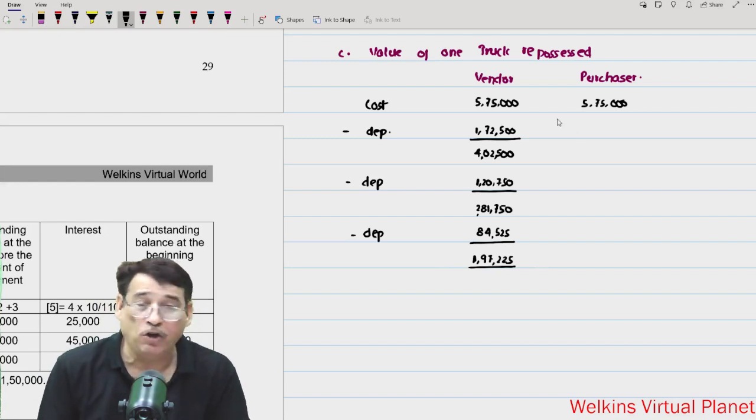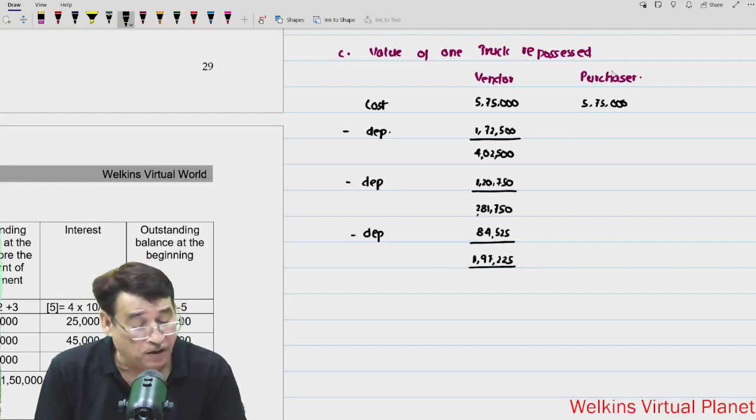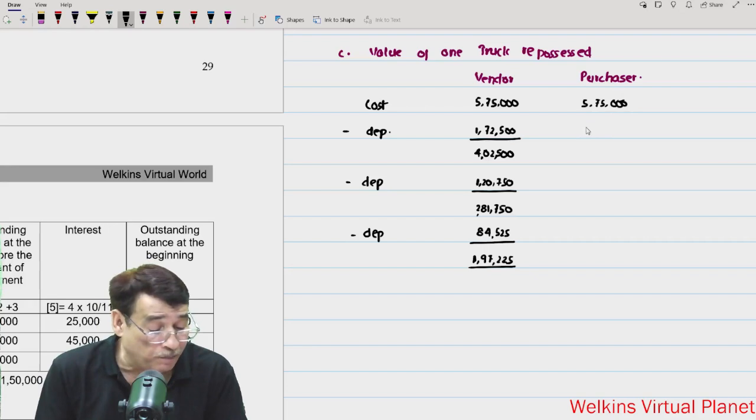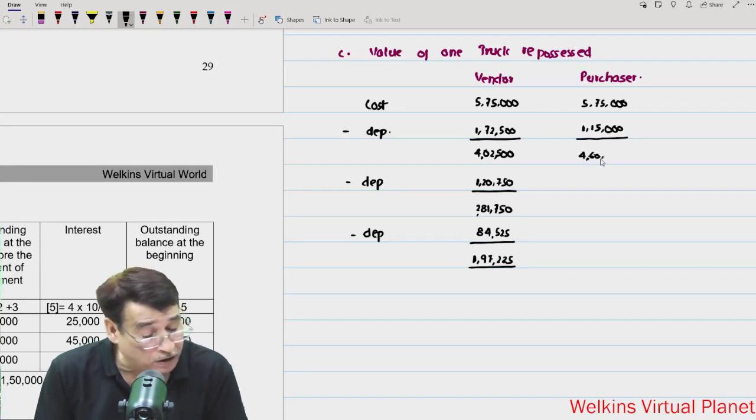Now, what was the value of this truck in the opinion of hire purchaser? Remember one thing, the depreciation rate of purchaser happens to be 20%. Now, purchaser is going to apply first of all depreciation of 20%, that will be equal to 1,15,000. Now, I will subtract 1,15,000 from this figure, I will get 4,60,000.